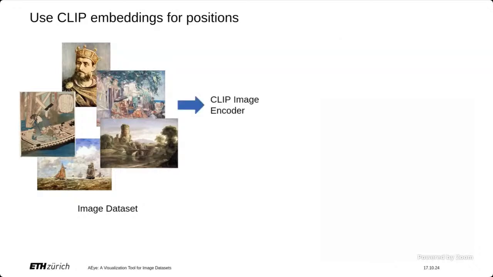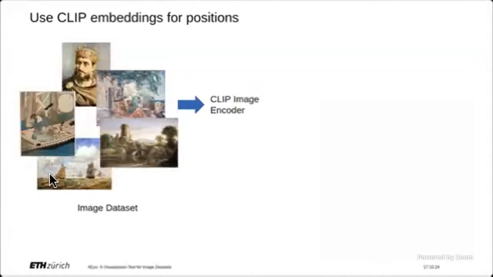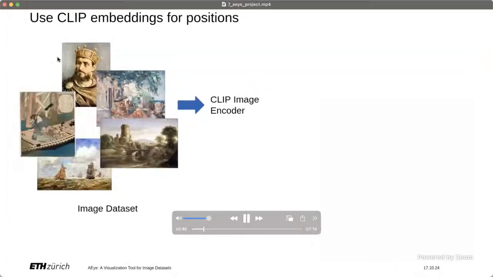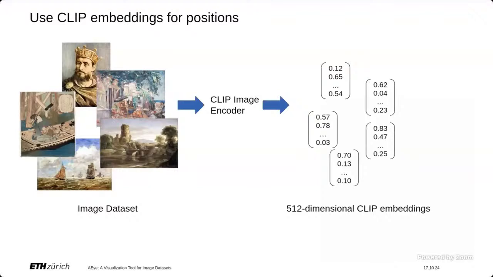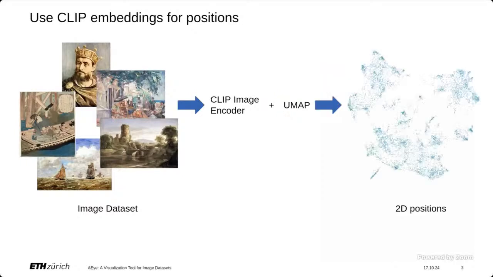Usual approaches include using a CLIP image encoder. This is a multimodal neural model that finds embeddings for images, and these embeddings maintain some semantic information. This means that images that have something to do with each other, for example, they both depict landscapes, will have similar embeddings that are close to each other in this embedding space. Now this embedding space is 512 dimensional, which is quite large, and to find 2D positions for images, we further use a UMAP projection, which results in these points that represent the positions for images.